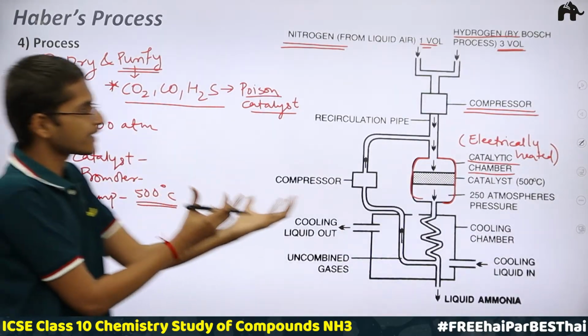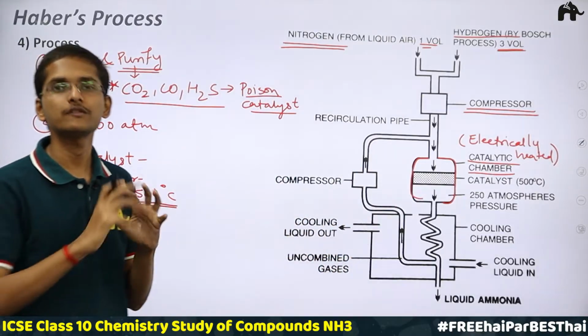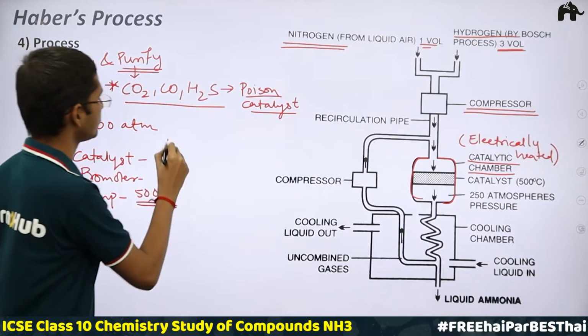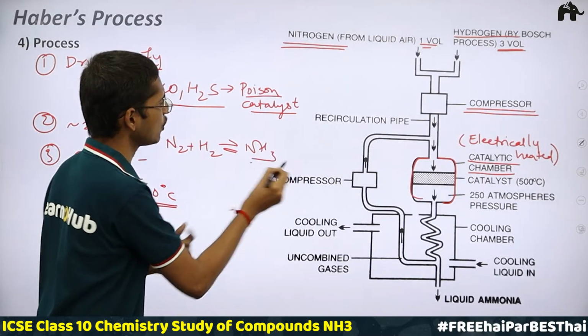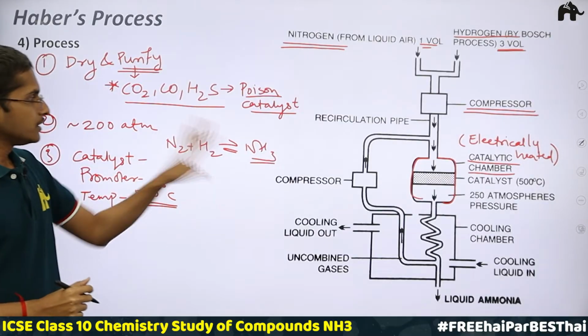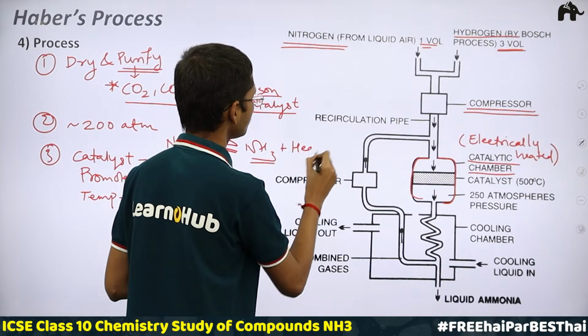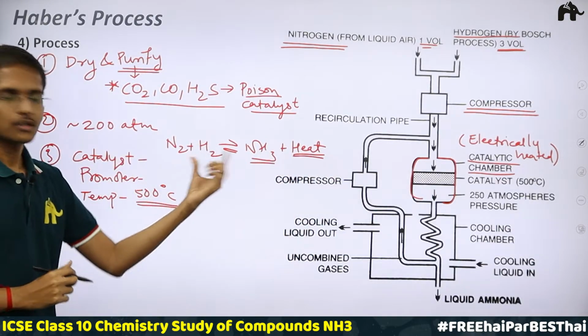Here in this catalytic chamber, the reaction between N2 and H2 takes place and ammonia is formed, as we have seen in the previous slide. N2 and H2 react and ammonia is formed. I'm not balancing it. Along with ammonia, heat is also produced. We know that. Let's talk about this heat later on; I will tell you the importance of this heat. But for now, ammonia is produced.